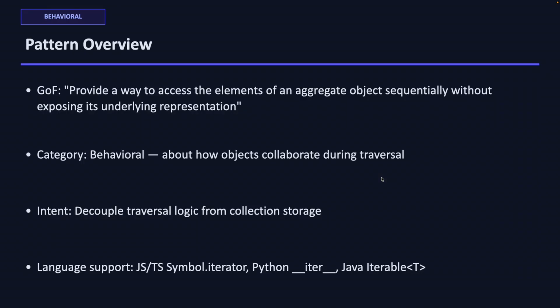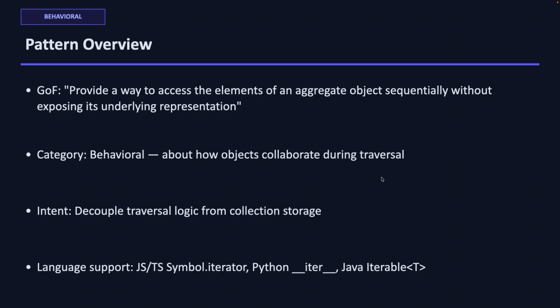The Gang of Four defines the iterator pattern as a way to access the elements of an aggregate object sequentially without exposing its underlying representation. This is a behavioral pattern. It's about how objects communicate and collaborate, not how they're constructed or composed. An insight into this is that we're just separating the collection, which knows how to store the items, and the iterator, which only knows how to walk through them. The client only talks to the iterator interface, and it never has to touch any of the collection's internals.